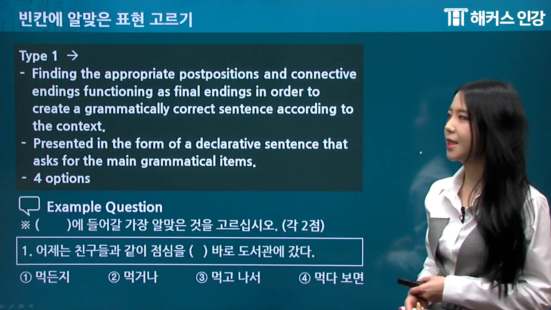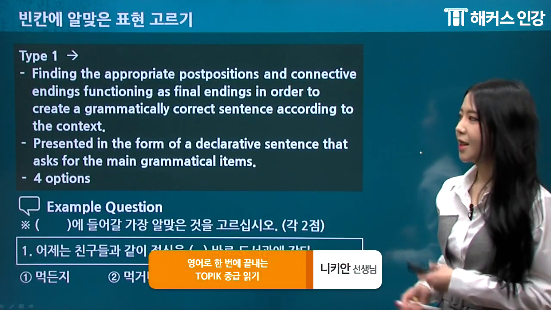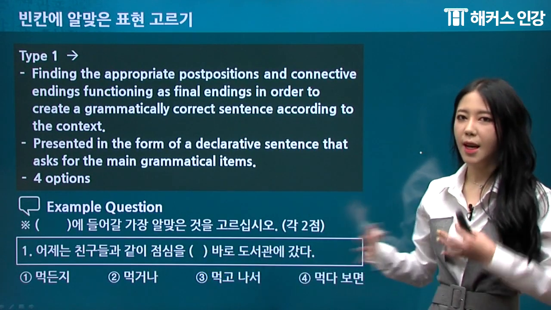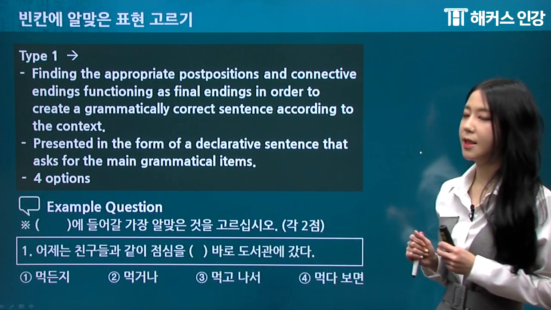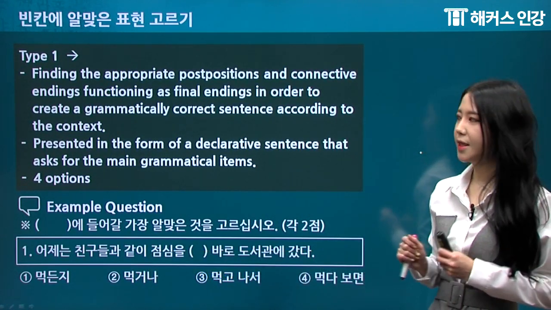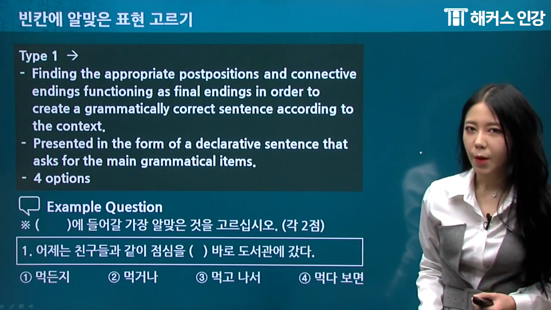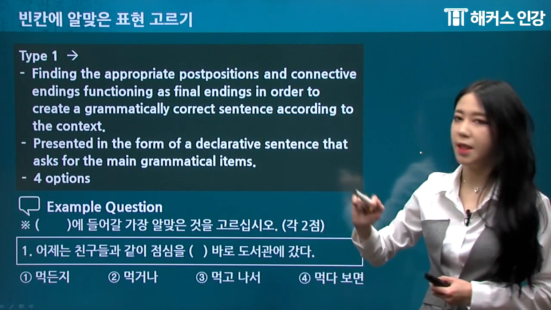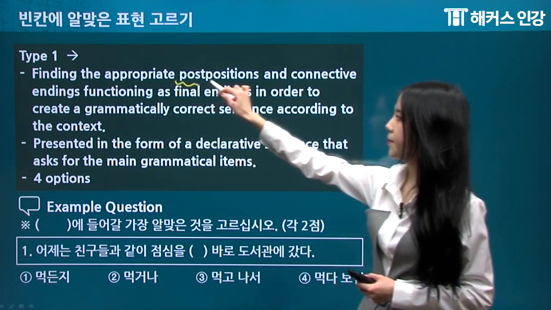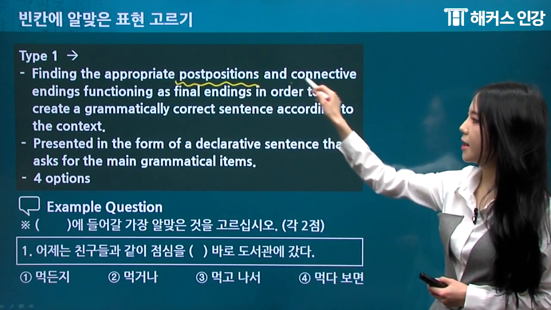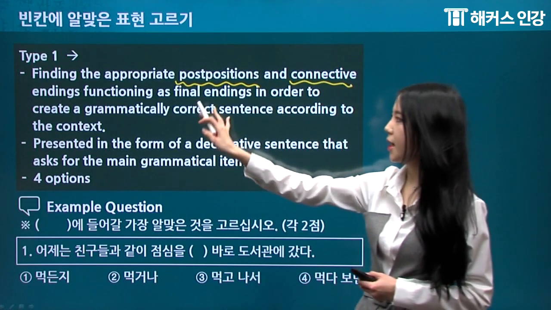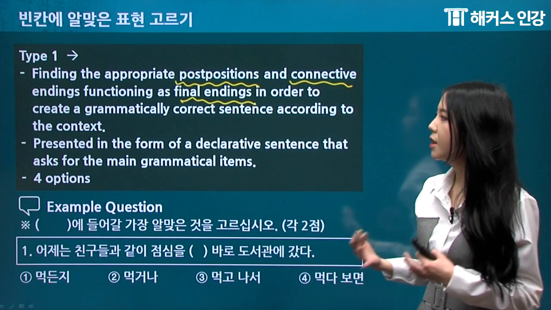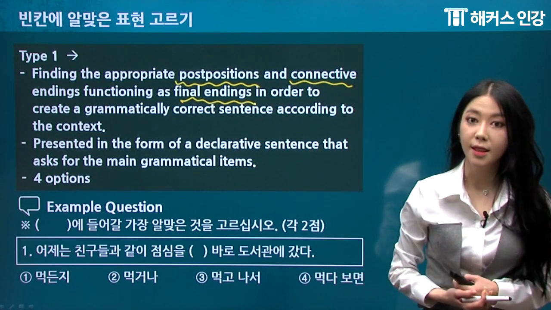So what is type 1? Like I said, it's finding the right grammatical endings that are given to you. All right? In a more specific way, they're going to ask you to find the appropriate postpositions and connective endings functioning as final endings in order to create a grammatically correct sentence according to the context.